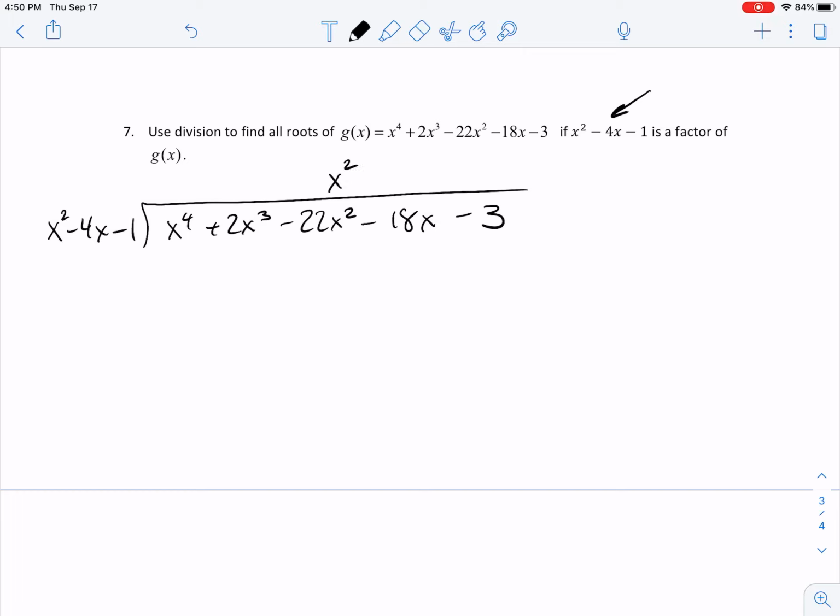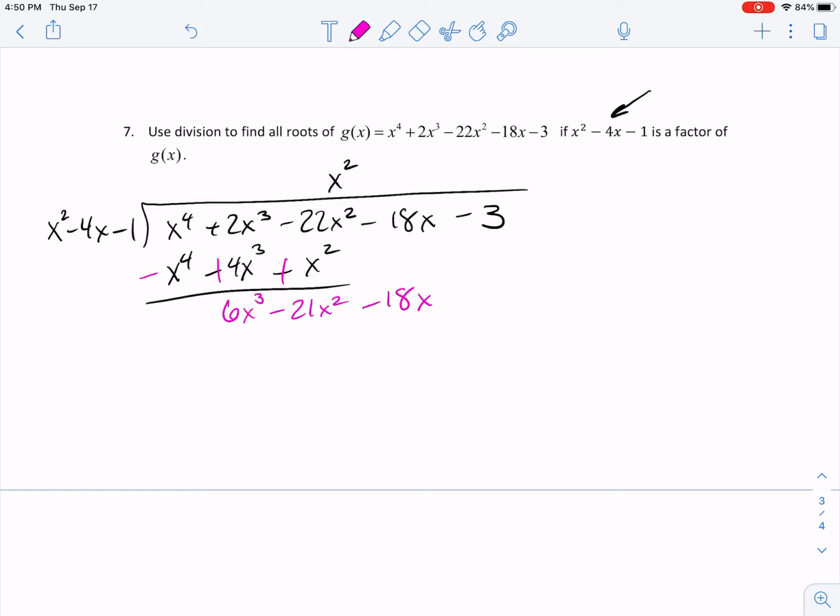I like to line everything up. This gives me x to the 4th. This gives me minus 4x cubed. This gives me minus x squared. I like to change the signs, and then this becomes 6x cubed. What was that, 22? So minus 21x squared minus 18x. Bring down the next one.